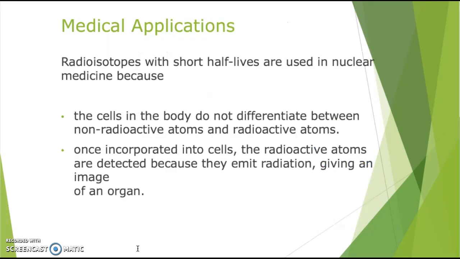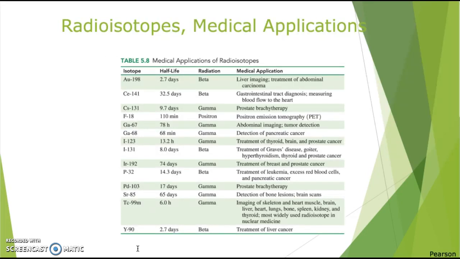So radioisotopes with short half-life, as we saw in that previous table, are the ones recommended to be used because you don't want that radioisotope to remain in your body for a long time. The cells in the body do not differentiate between non-radioisotope atoms and radioactive atoms. Once incorporated into the cells, the radioactive atoms are detected because they emit radiation to give an image of the organ, and that's how they assist in the imaging. Here are some examples of radioisotopes that are used along with their half-lives.